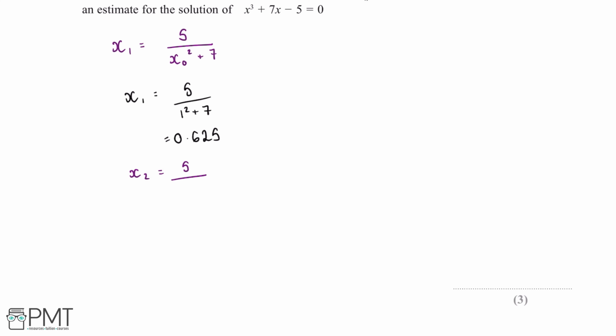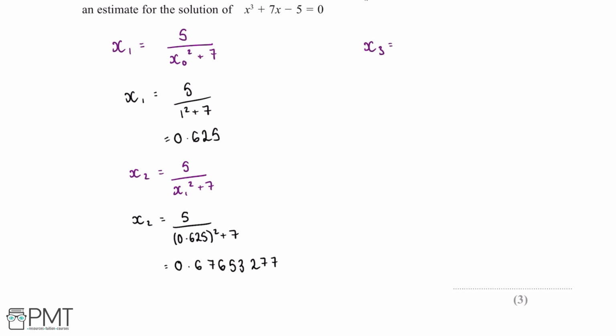And this gives us an answer of 0.625. So we can use the same process to find the value of x2. So x2 will be equal to 5 divided by x1 squared plus 7. And we can either use our answer button on our calculator to substitute in the value for x1, or we can type in 0.625. Either way will work. So this tells us that x2 is equal to 5 divided by 0.625 squared plus 7, which gives us an answer of 0.67653277. And again we can use the same process to find the value of x3 and therefore find our answer.